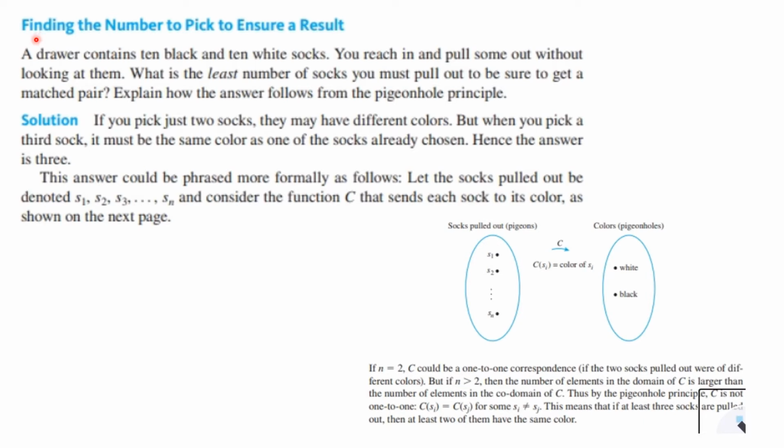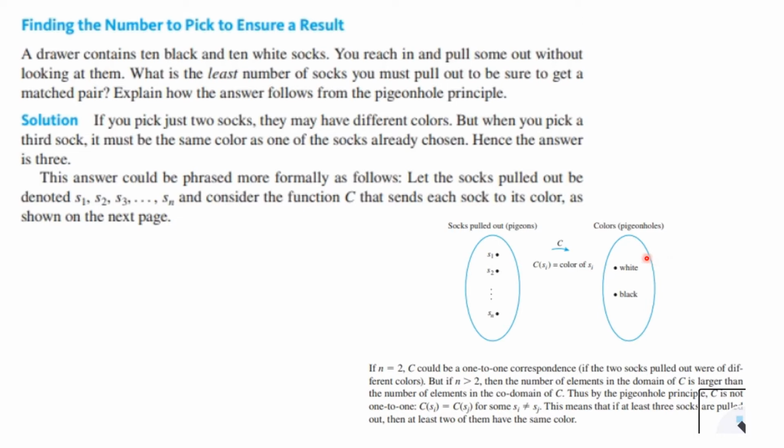This is another kind of problem that you can run across, and this is a nice one that I often ask on exams. Perhaps not as simple as this, but using this concept. Finding the number to pick to ensure a result. So suppose you have a drawer containing 10 black and 10 white socks. You reach in and pull out socks without looking at them. What's the least number of socks you must pull out to be sure you get a matched pair? And explain your answer using the pigeonhole principle.